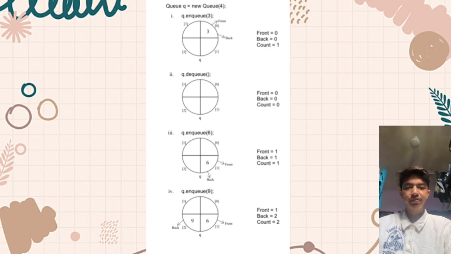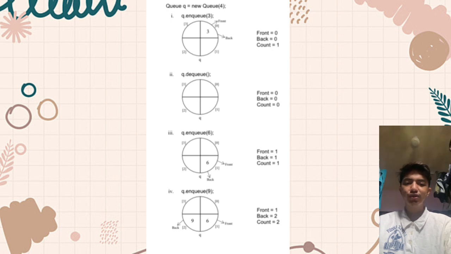So for step 1, Q equals new Q (4). This creates a new queue with a capacity of 4. This means that the queue can hold up to 4 elements. Step 2, Q.enqueue(3). Enqueue the value 3 to the queue; enqueue adds an element to the end of the queue.